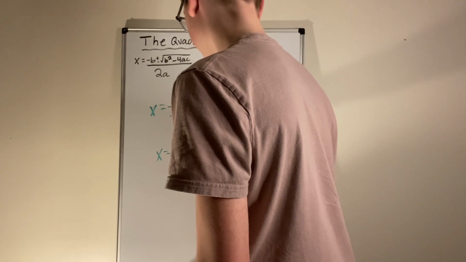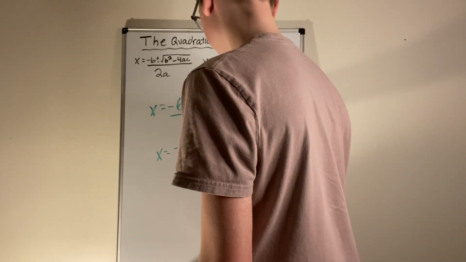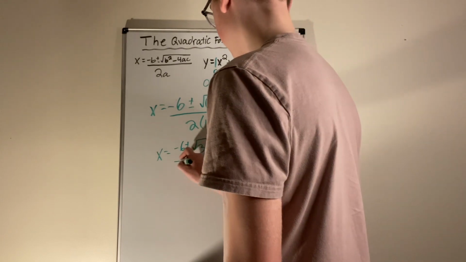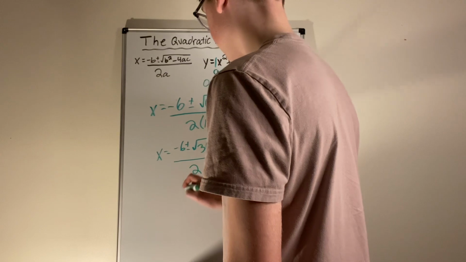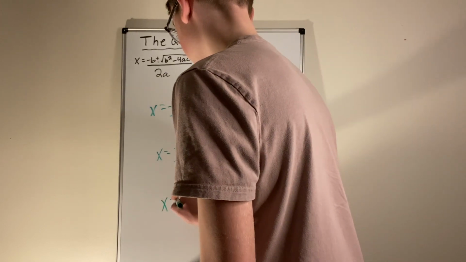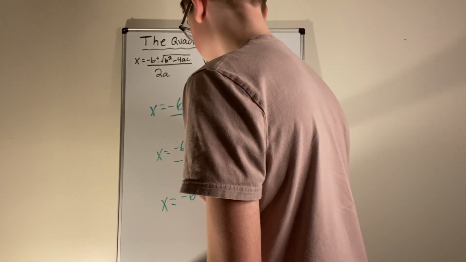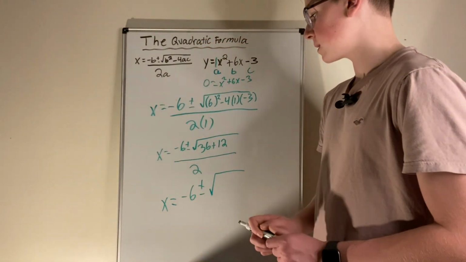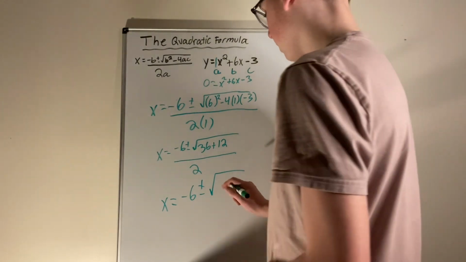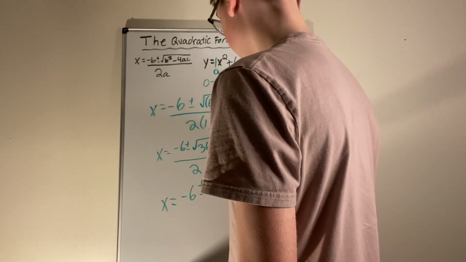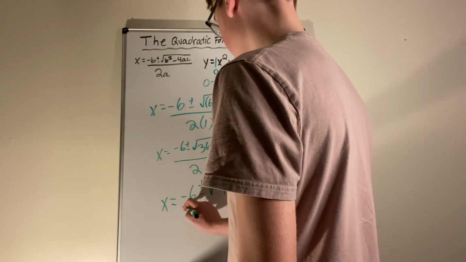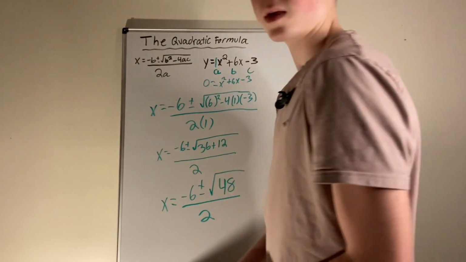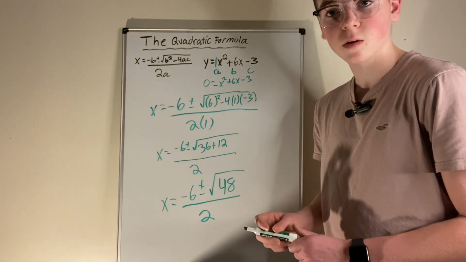So now all we do is simplify. Negative 6 plus or minus root 36 plus 12, over 2. Then x equals negative 6 plus or minus root 36 plus 12, which is 48, over 2. And then we think, well, can we simplify this radical?